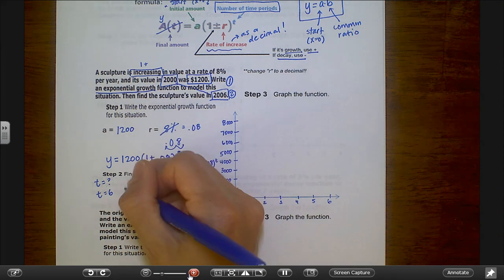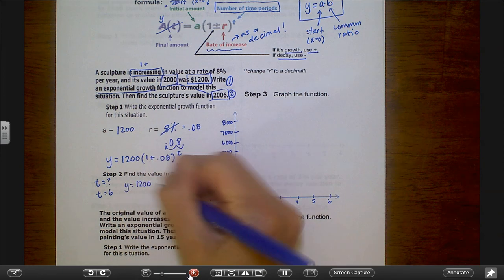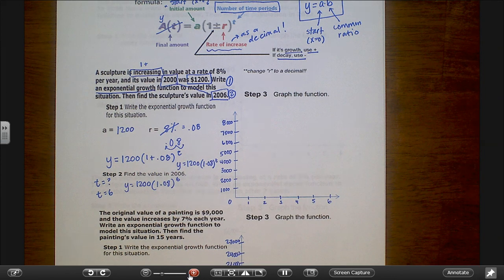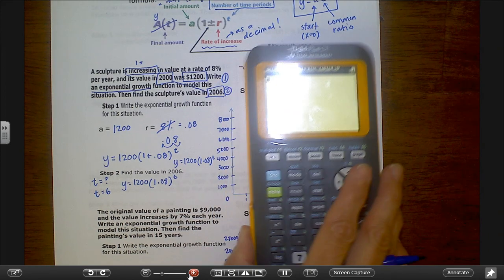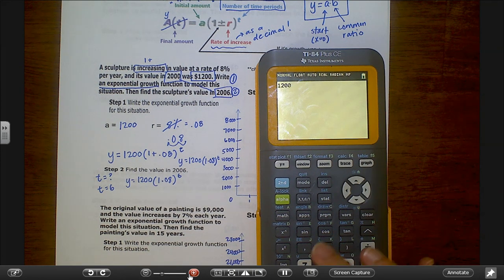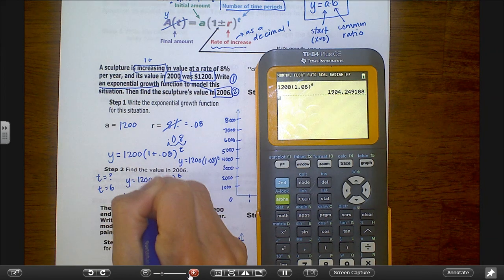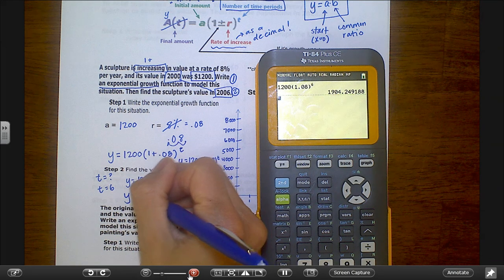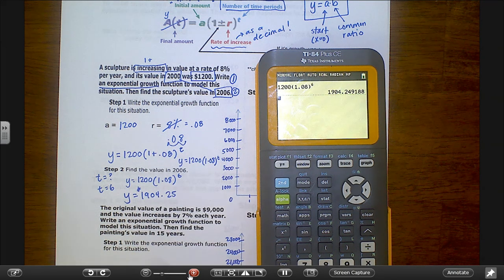So you're going to have y equals 1,200 times 1 plus 0.08, or 1.08, raised to the 6th. And then all you do is just go to your trusty graphing calculator, get the glare off of it. 1,200 times 1.08 raised to the 6th. And you should get y equals 1904.25. And it went from 249 to 25 because we're talking money, so we're going to round that to the nearest cent.